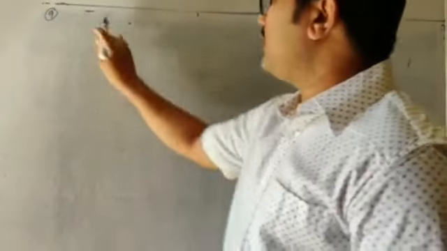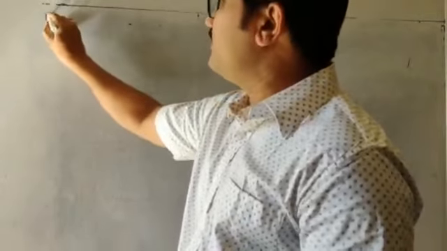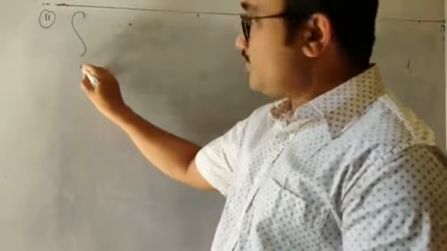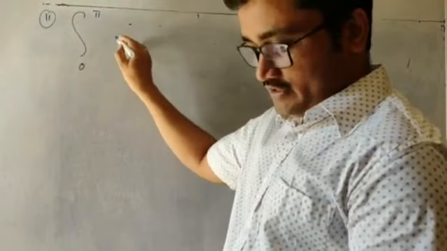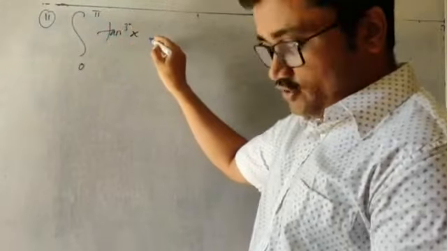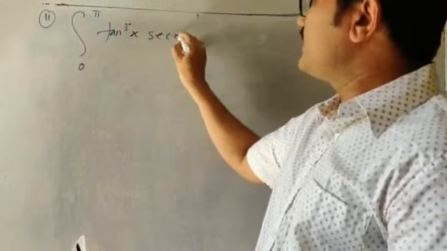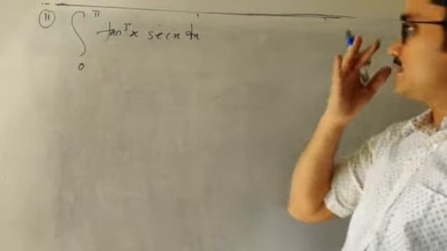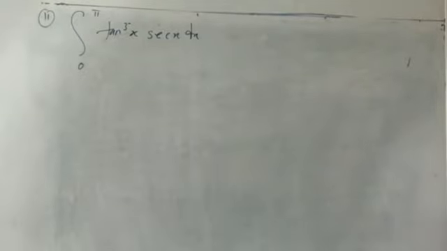Yes, let us move to the next one. Question is integration from 0 to pi. This is question number 11. Integration from 0 to pi of tan cube x into sec x dx. Yes, tan cube x into sec x dx.